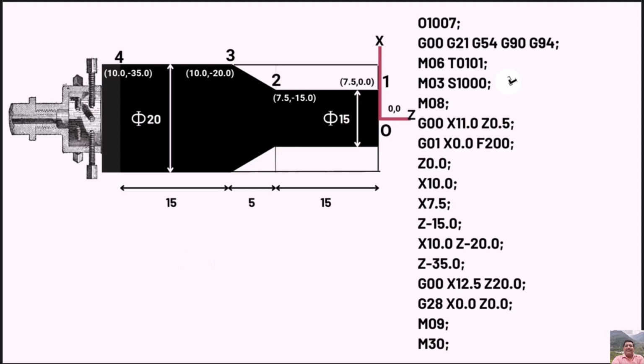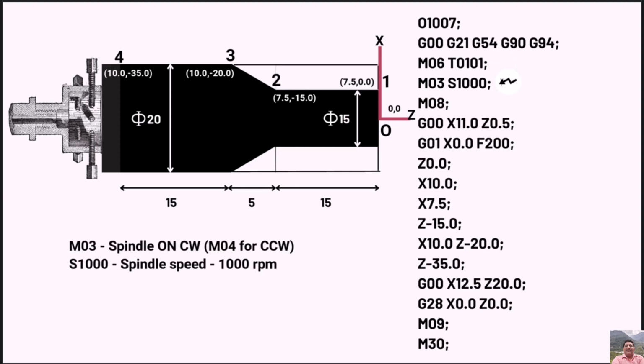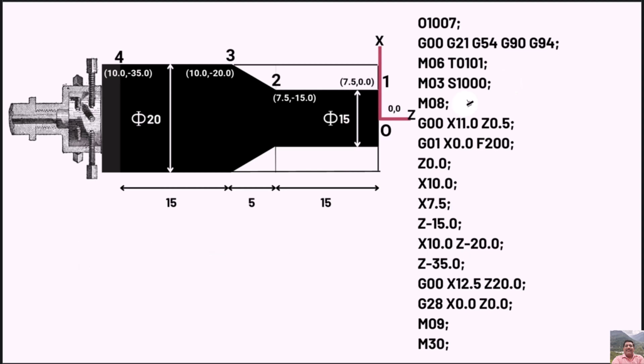In the next line or block, we will switch on the spindle using M03 command, which would give a clockwise rotation. For counterclockwise rotation, we shall use M04 command. S1000 command is used as well to give the spindle a speed of 1000 rpm. Now the machine has been started, so we are required to switch on the coolant as well. For that we use M08 command.